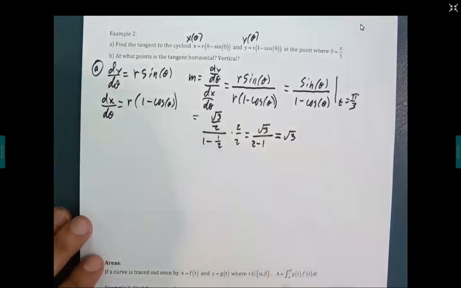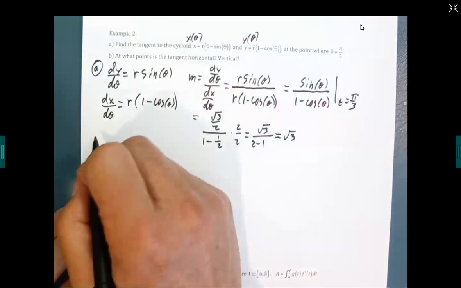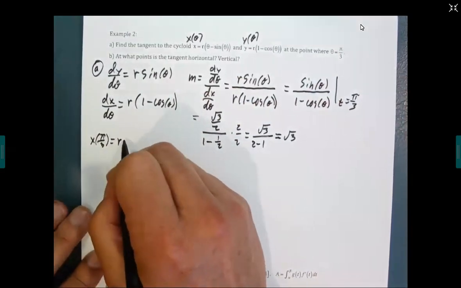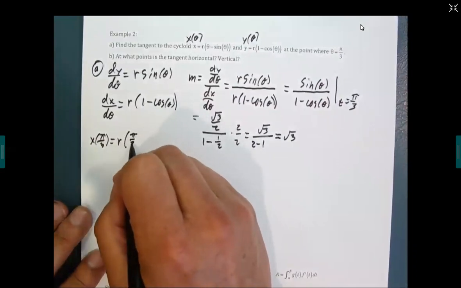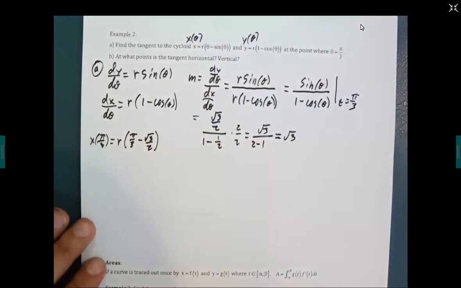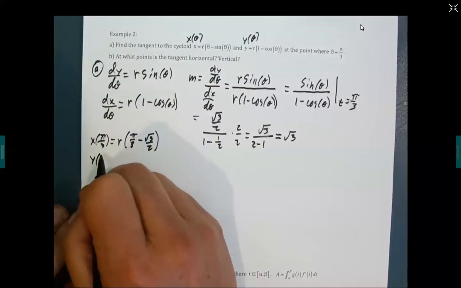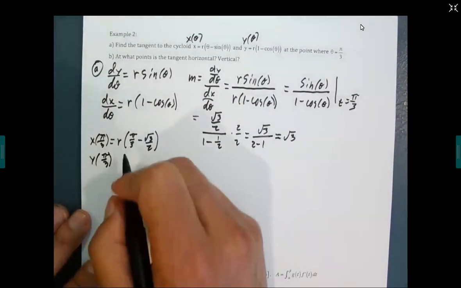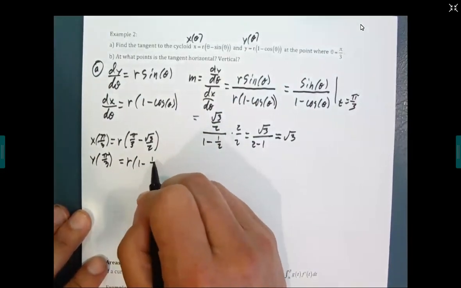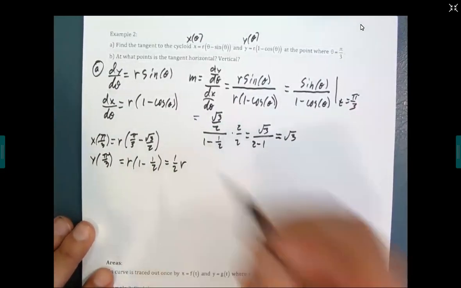Now we need to find points x and y at pi over 3. So now I'm going to take the pi over 3 and plug it into here and into here. So x of pi over 3 is r times pi over 3 minus root 3 over 2. And y of pi over 3 is going to be here, r times 1 minus 1/2. So that's actually going to be 1/2 r.